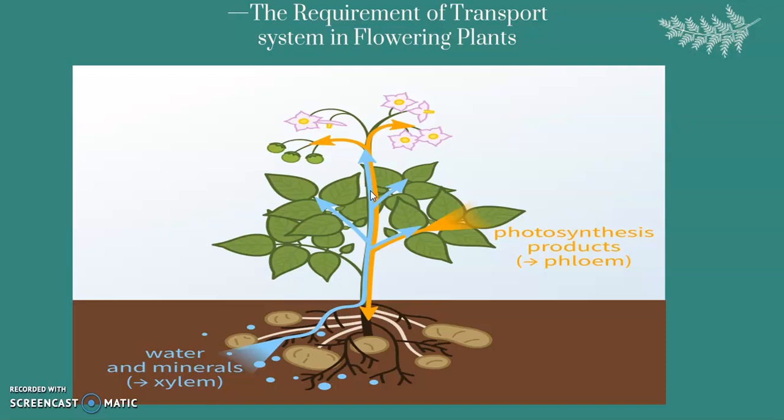Similarly, photosynthesis is a process that makes food, so the products of photosynthesis, the amino acids and sugars, are being transported from the leaves to the lower parts, and they have been shown with the yellow arrows. So these are actually the xylem and phloem. They need to be working in order to transport substances from lower parts to upper parts, or from upper parts to lower parts, or in both directions.